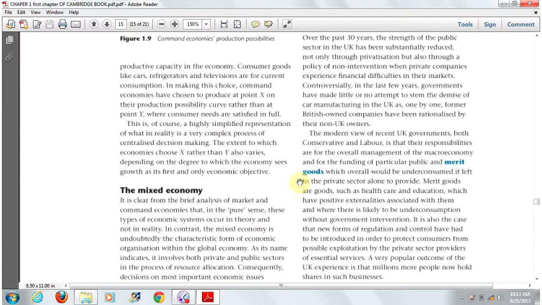It is also the case that new forms of regulation and control have had to be introduced in order to protect consumers from possible exploitation by the private sector providers of essential services. A very popular outcome of this UK experience is that millions more people now hold shares in such businesses. Elsewhere, there have been similar trends.